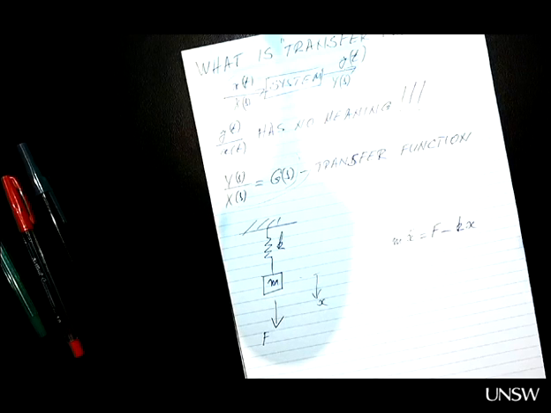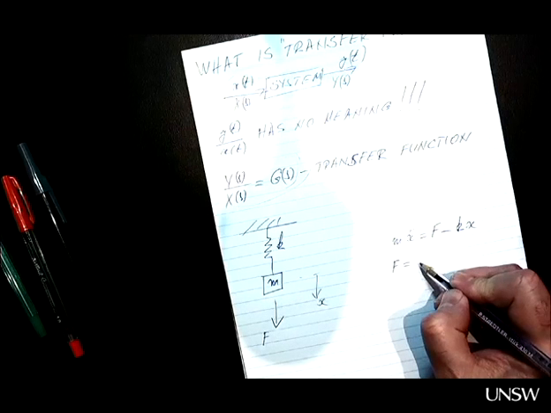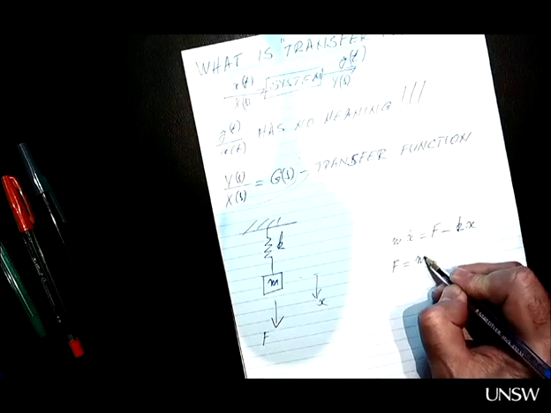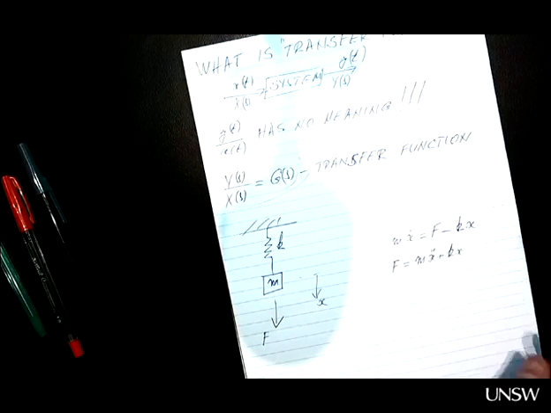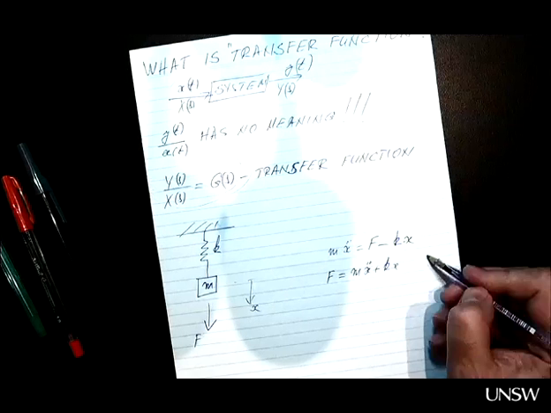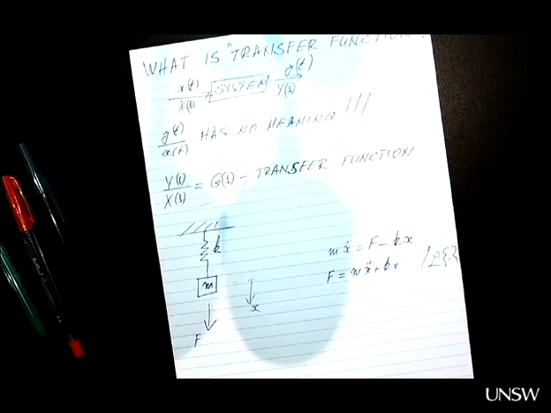Rewriting this will give us F equal to mx double dot plus Kx. Apply the Laplace transform on both the left-hand side and the right-hand side of this differential equation, assuming that initial conditions are 0. Because when you're looking for the transfer function, you assume initial conditions to be 0 in order to get the transfer function.